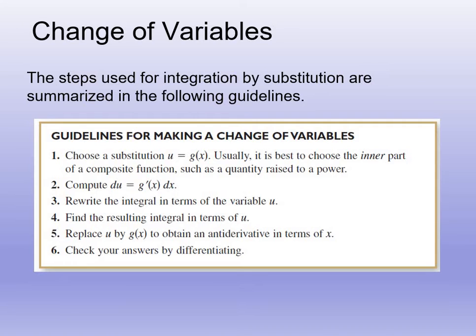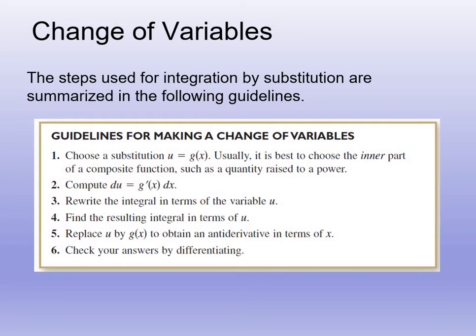Okay, so here are some basic guidelines for making changes of variables. Make sure that you write these down, and as you're doing your homework assignment, have these guidelines next to you. First one: choose a substitution, u equals g of x. It's always best to choose the inner part of the composite function. So anything that's raised to a power. If I had x squared plus 1 quantity squared, I would choose the x squared plus 1 to be my u. Just like in example 4, we had the square root of 2x plus 1.